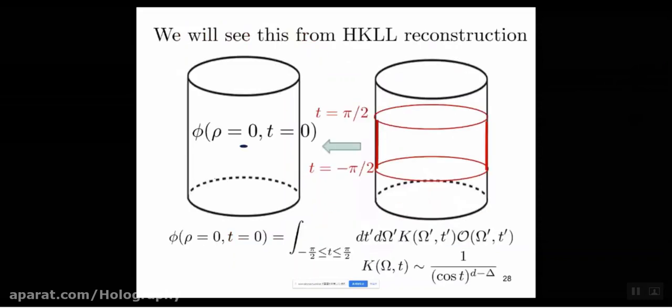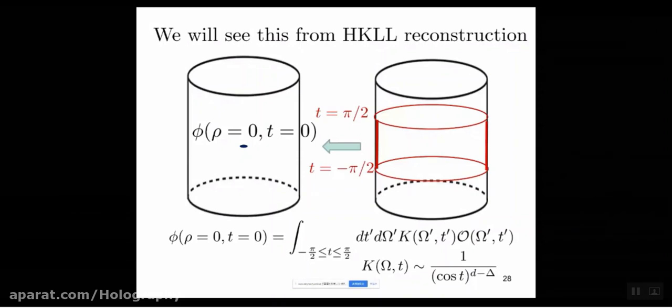And maybe you might think this contradicts the HKLL reconstruction formula, but actually the HKLL reconstruction formula has many ambiguities, so we can represent it in many ways. And for some cases, we can show HKLL reconstruction also gives this picture, because the HKLL reconstruction formula is given by this one.